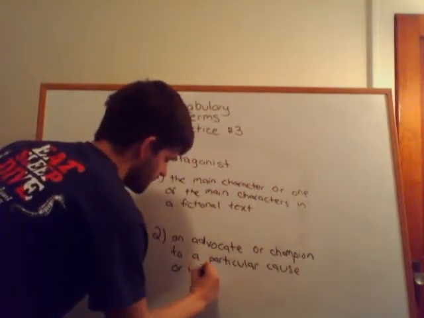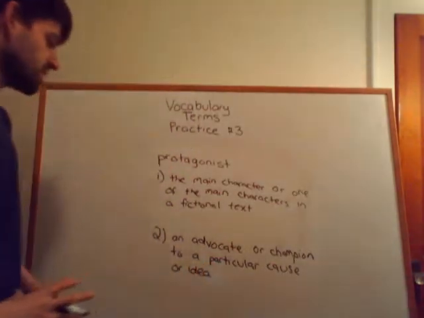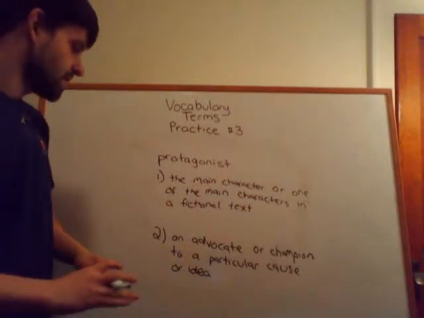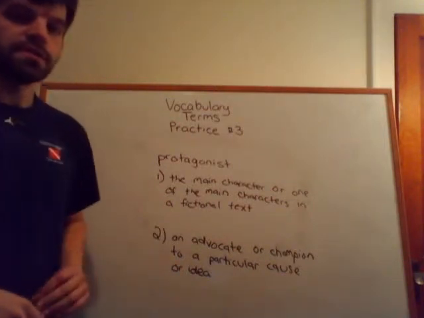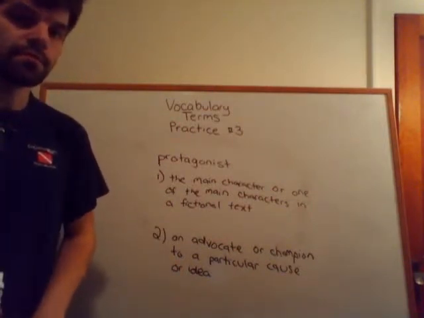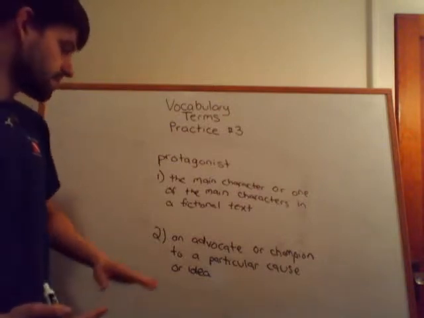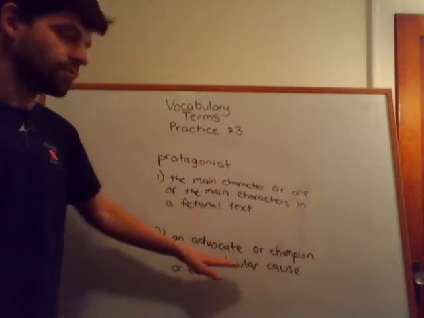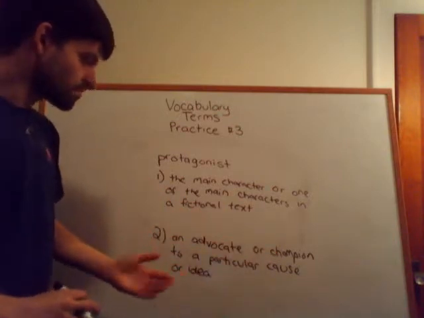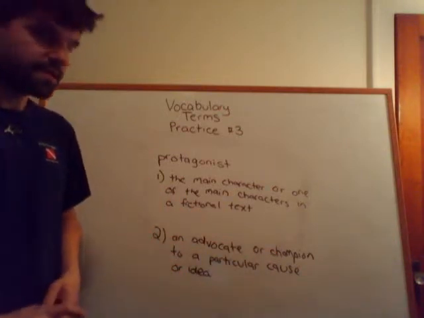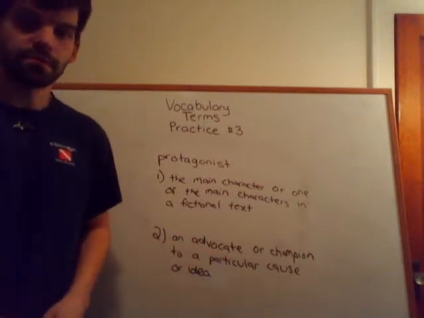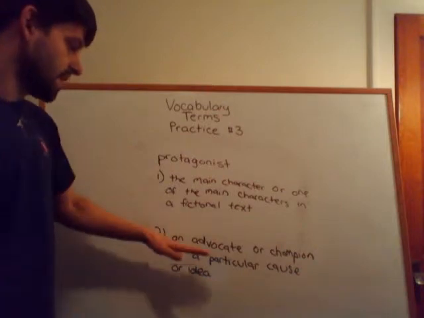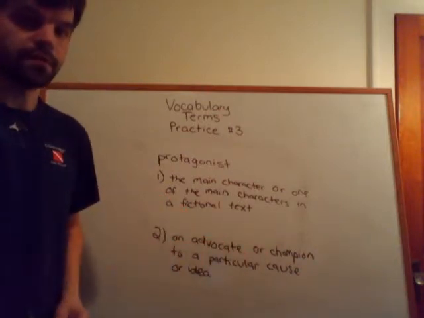Okay. An advocate or champion to a particular cause or idea. Now, the example that I used in session was that both Rosa Parks and Martin Luther King Jr. were very strong protagonists in the civil rights movement. They were very strong believers in what they stood for. Rosa Parks not giving up her seat on the bus, as well as Martin Luther King Jr.'s famous "I Have a Dream" speech. They were very strong, and they really stood for what they believed in.